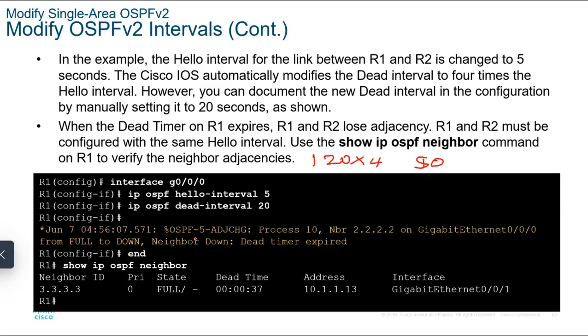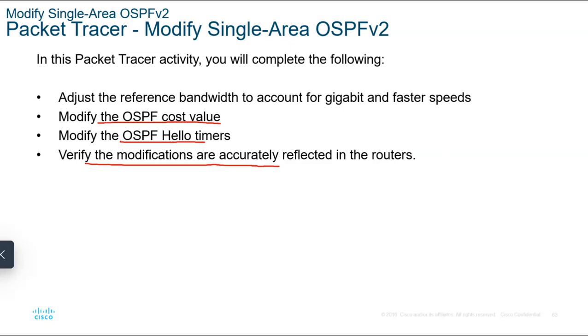Modifying the interface is the same as what we said. As you can see, this is the sample. This is 5, so it will be 5 here, then 5 times 4, giving us 20. And then this is the Packet Tracer module where you have to adjust the reference bandwidth, then the cost and the timers, then verify the modifications are accurately reflected in the router.